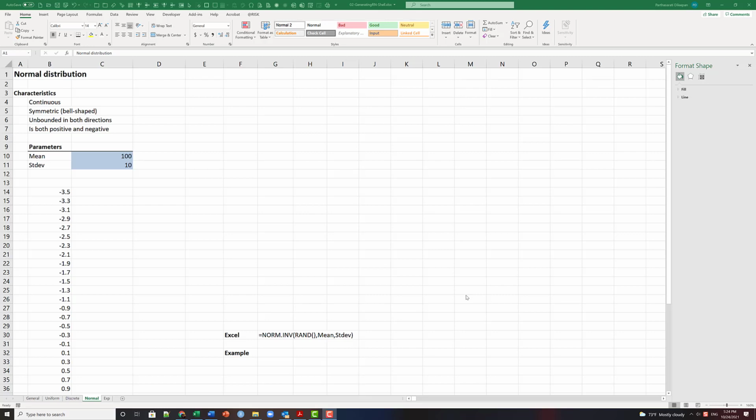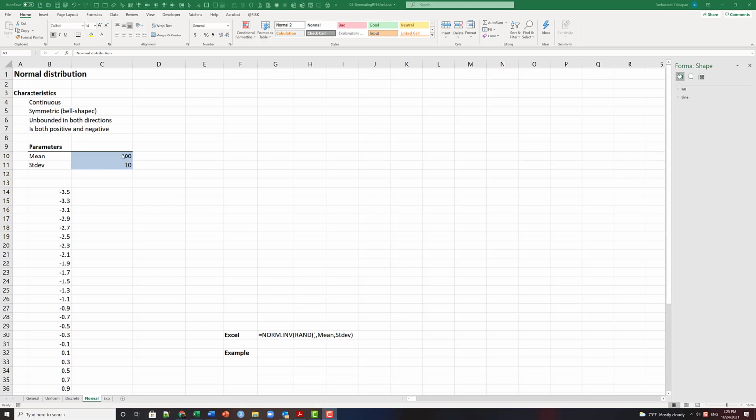Now let's look at how a normal distribution value is randomly generated using native Excel functions. So normal distribution is a continuous distribution. It's symmetric, bell-shaped. It's unbounded on both sides because it goes from minus infinity to plus infinity, theoretically speaking. And it can have both positive and negative values.